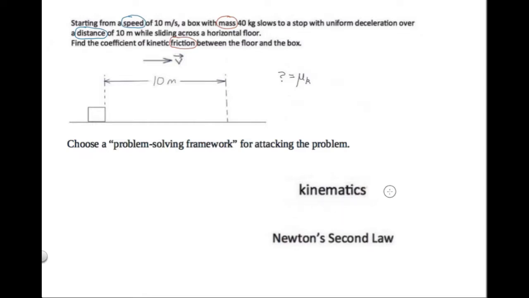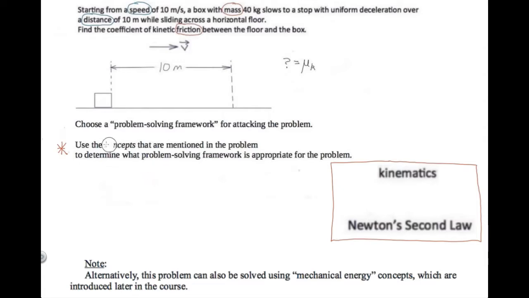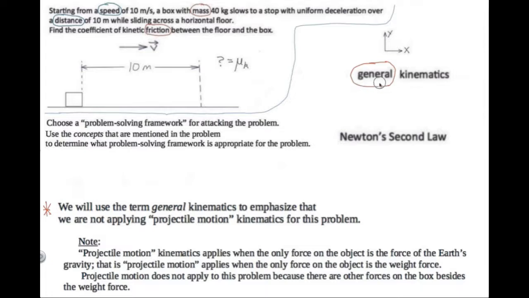the kinematics problem-solving framework. Remember, we used the concepts that are mentioned in the problem to determine the problem-solving frameworks that are appropriate for the problem. Now, what type of kinematics do we need to apply for this problem? We will apply general kinematics for this problem. I use the term general kinematics to emphasize that we're not applying projectile motion for this problem. The box is moving in a straight line, so we will apply general one-dimensional kinematics for this problem.